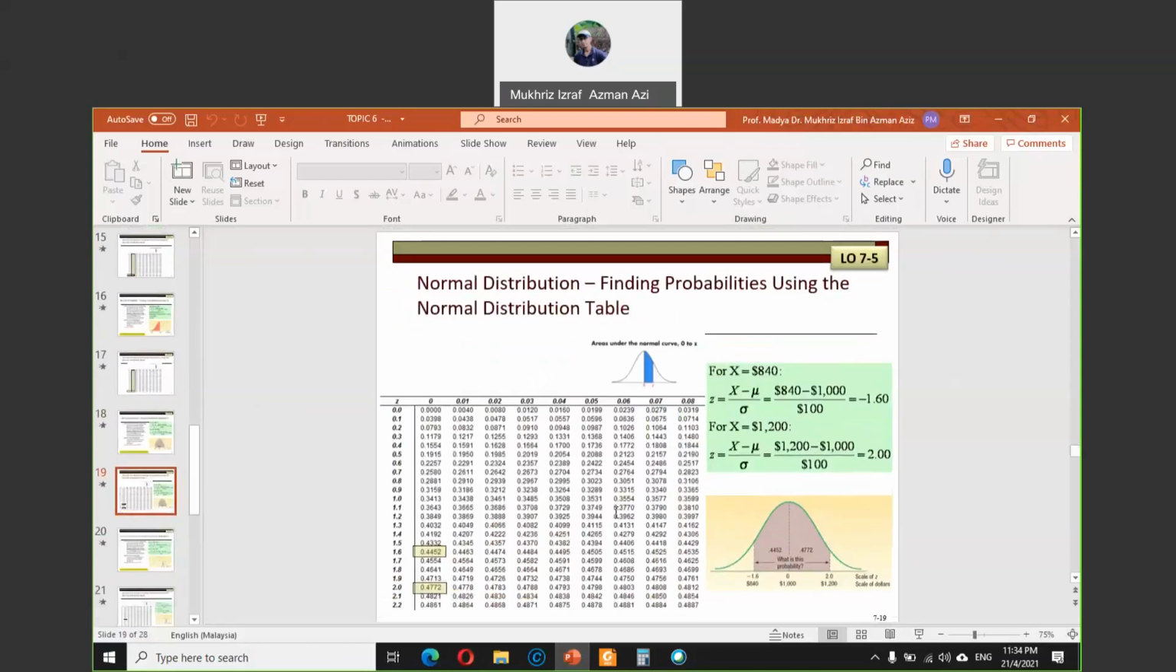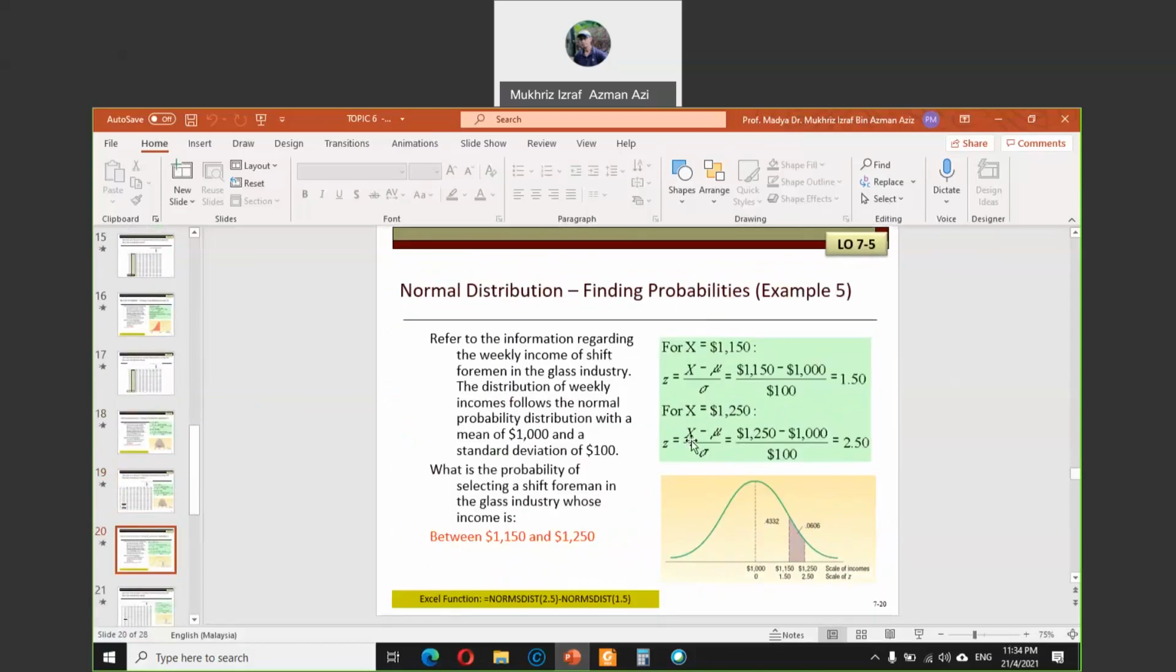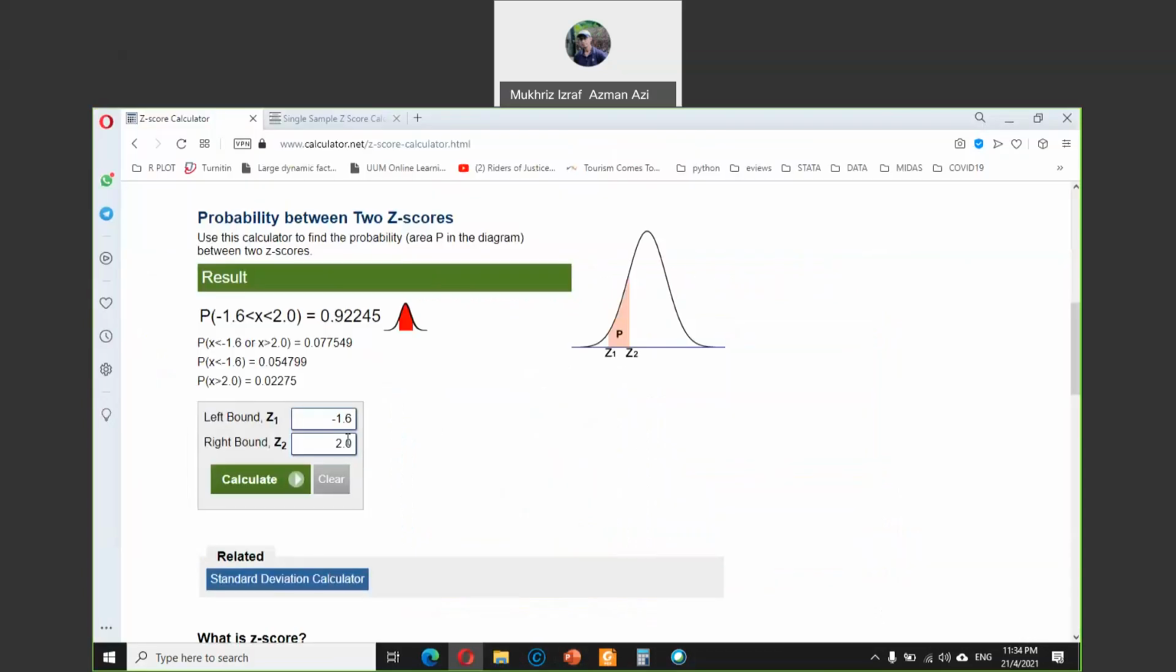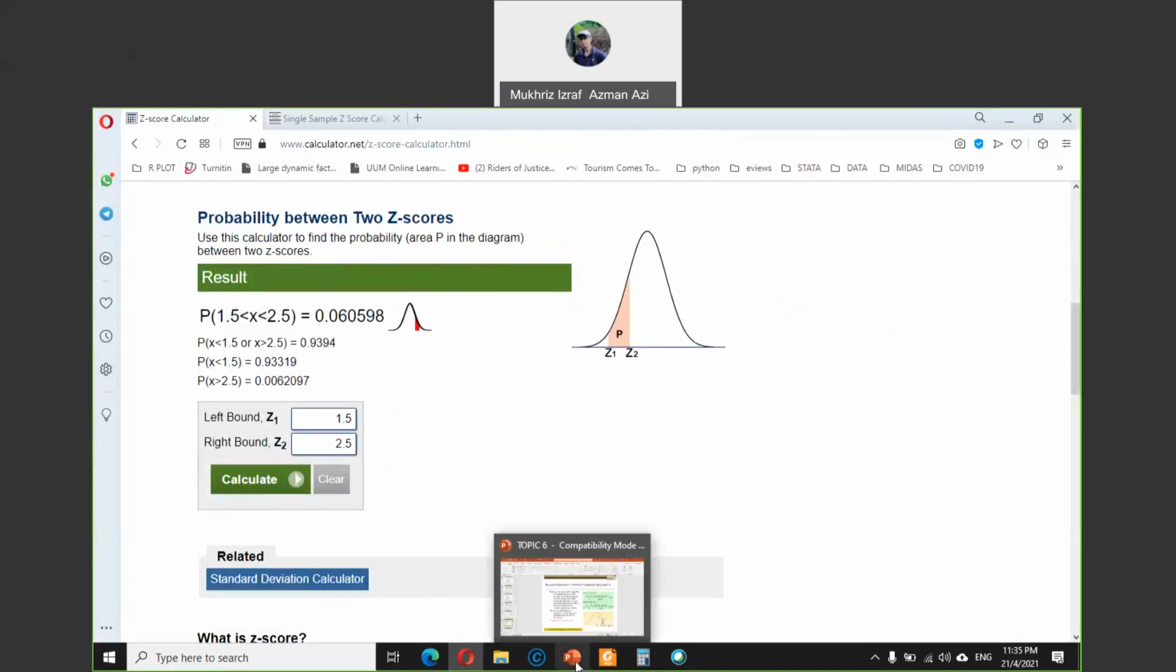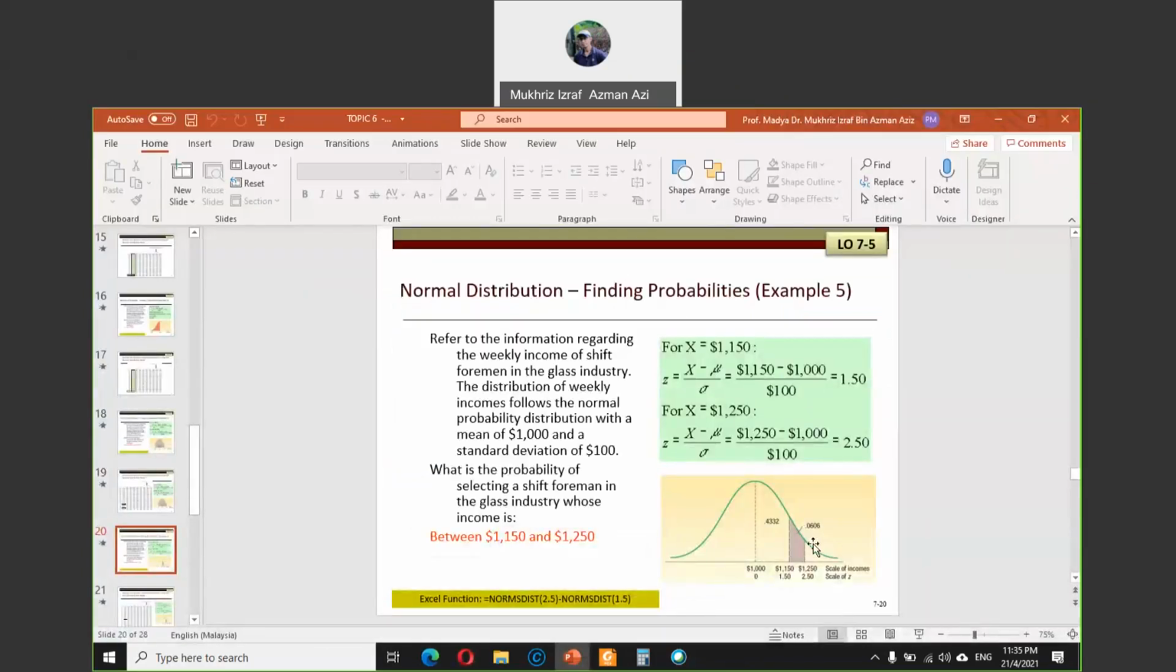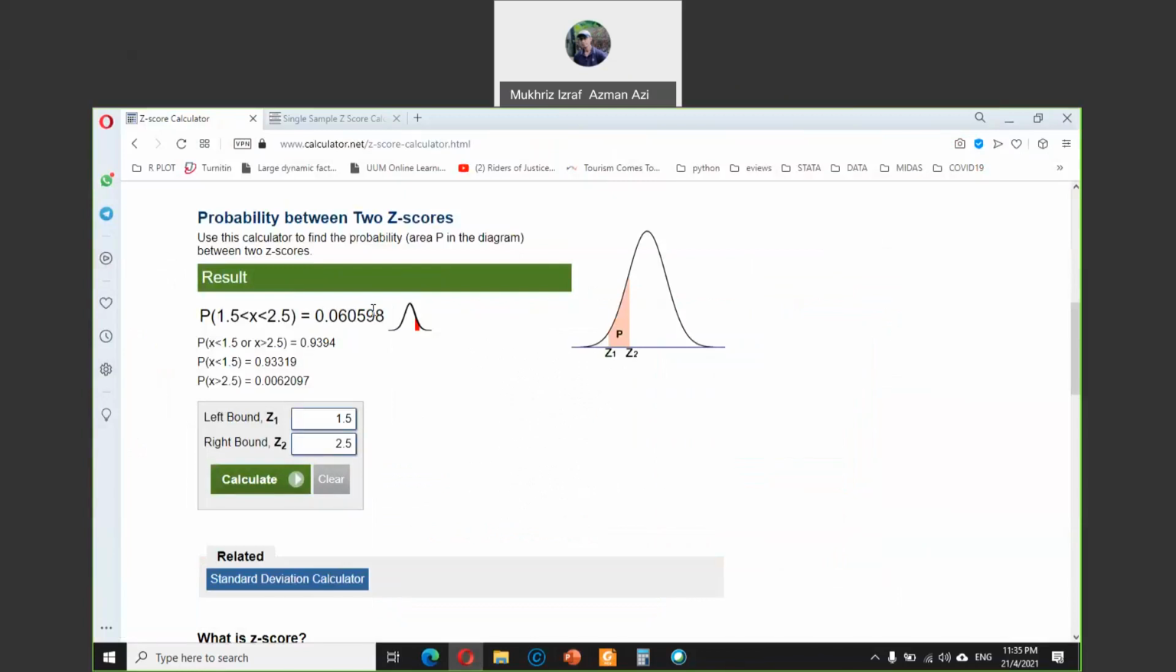Likewise, for the last example, between two positive values or between two negative values. This one is between two positive values, so the lower will be 1.5 and the other one will be 2.5. When we calculate, we should get 0.060598, which is 0.06. If you round to 4 decimal places, the answer is 0.0606, which is the same here.